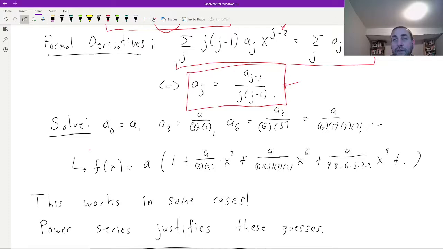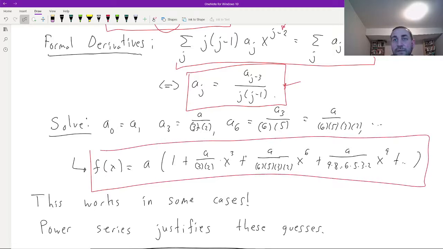And so we end up with the following power series representation for f. It's equal to a times this big sum over here. So that's sort of cool.